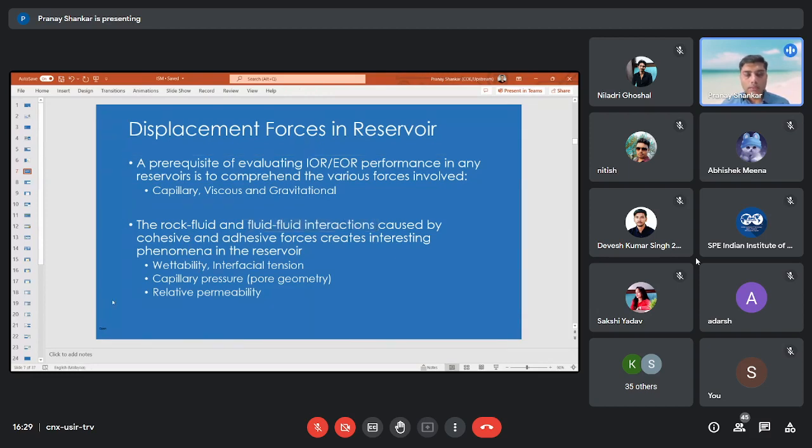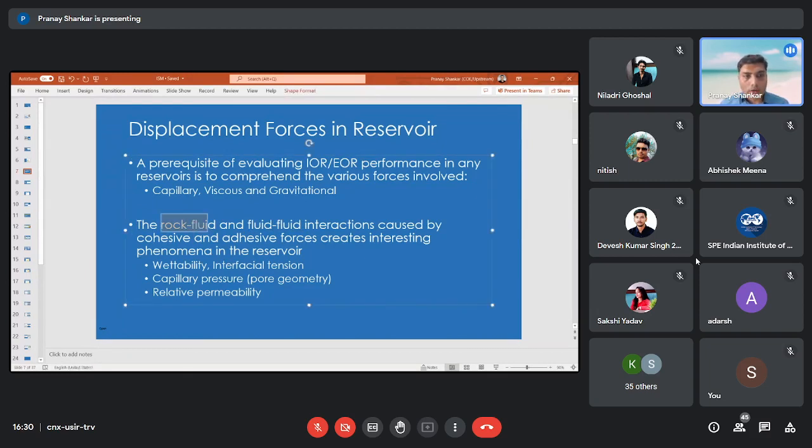And then on top of that, there is fluid-fluid interaction. When I say fluid-fluid interaction, it means that when you are doing some kind of injection or some kind of EOR, you inject some fluid and then you have another fluid in the reservoir, which is your oil or gas. So how do this injected fluid and displaced fluid interact with each other? And then there is something called rock-fluid interaction, which means how the reservoir rock interacts with the reservoir fluid as well as with the injected fluid.